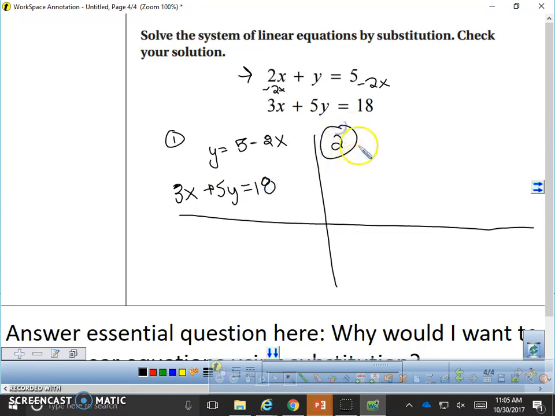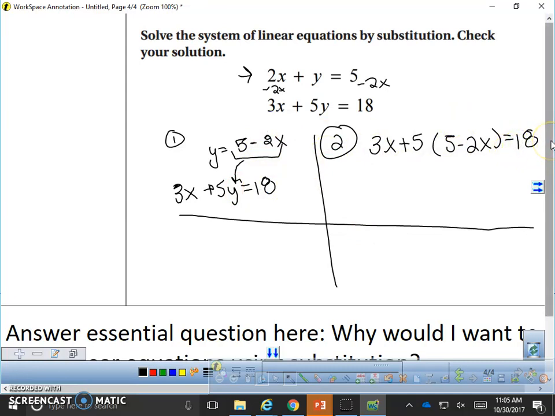Okay, step 2, plug in. So we're going to plug in the fact that y is 5 minus 2x in for y. Okay, 3x plus 5 times 5 minus 2x equals 18. So I rewrote this and plugged that in. All right, you guys go ahead and finish this one. When you're ready to check your work, go ahead and resume your video. Yes, you must use substitution. I should see the algebra.